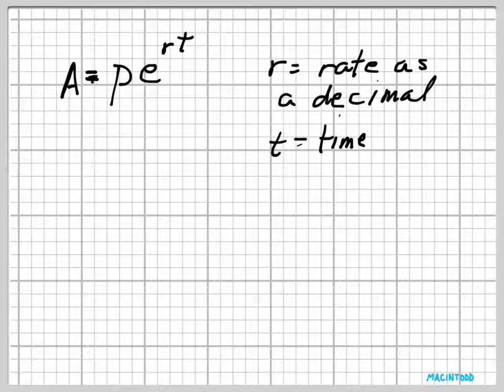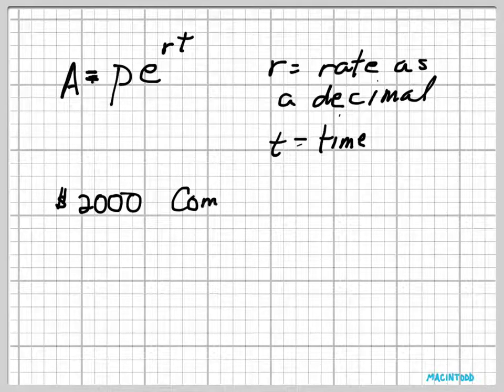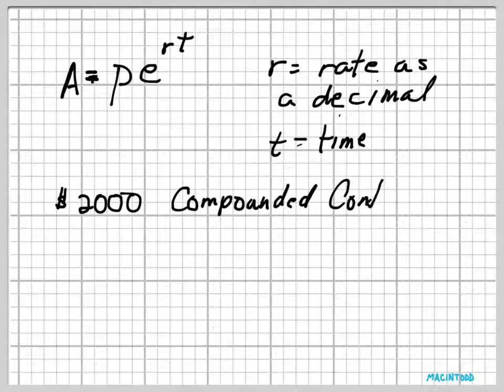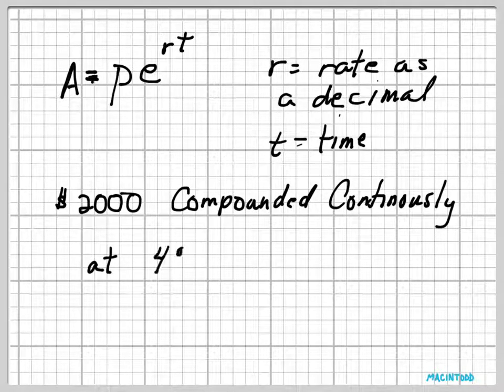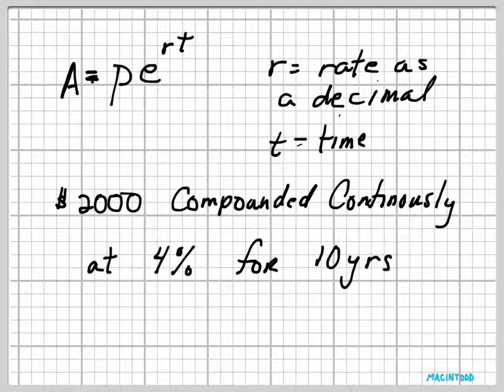Okay, and so let's say we had $2,000, and it's going to be compounded continuously at 4% for 10 years. We can use this equation to figure out how much money we'd have at the end of those 10 years. Let's take this and put it on a new page.